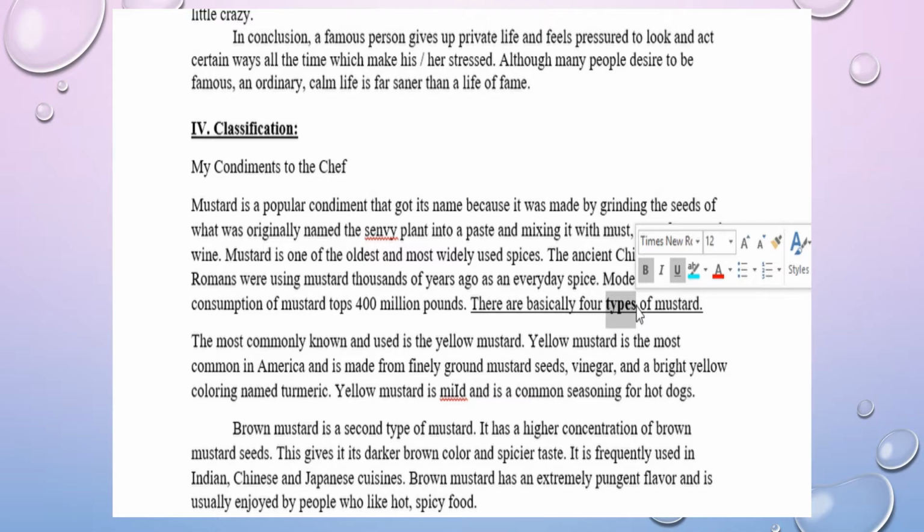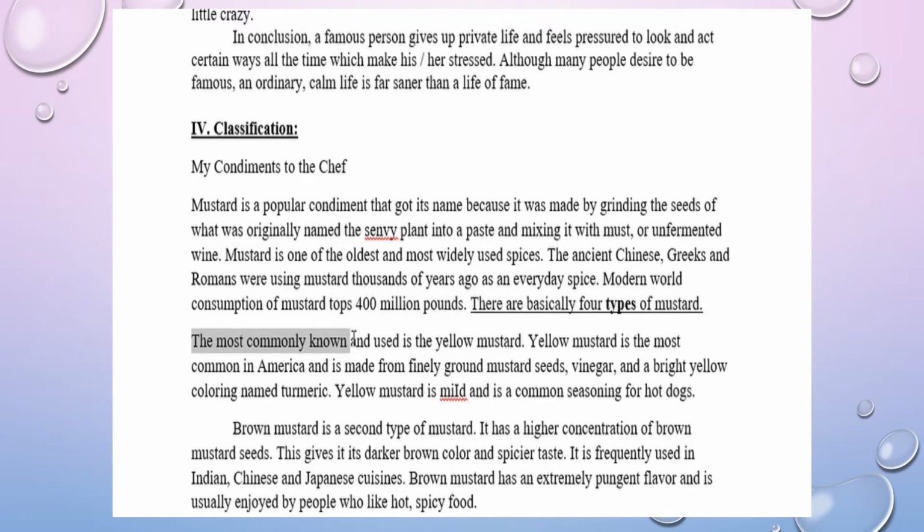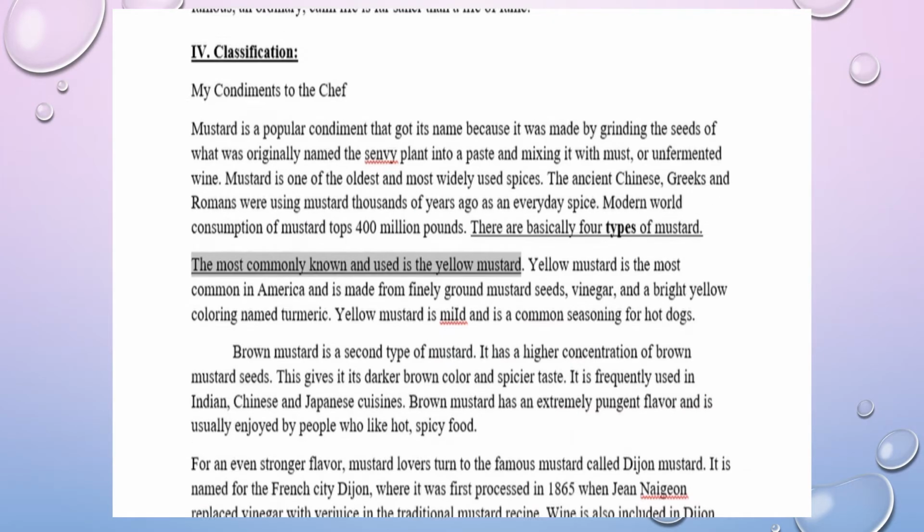Remember, types, groups, kinds, classes, characteristics. These are all words that are clue words or transition words to the classification pattern. So types lets me know that this is the classification pattern. Okay, and then your body paragraphs would then give you the types of mustard. The most commonly known and used is the yellow mustard. How does this relate back to the thesis? It provides a type of mustard, which is yellow mustard.